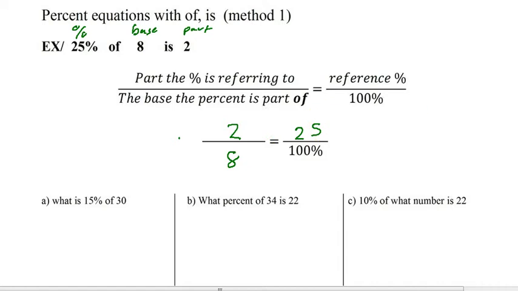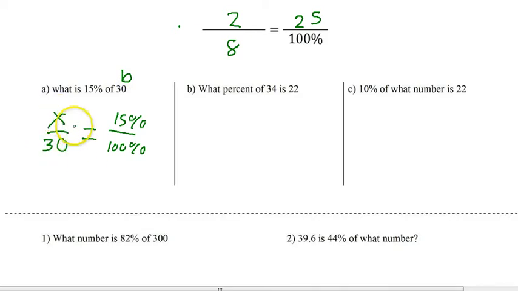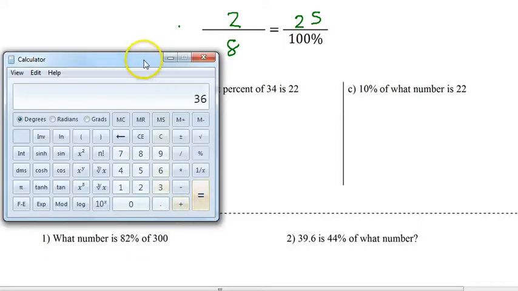Okay, so now we're going to have missing stuff. You want to write the proportion. It says, what is 15% of 30. So 100% goes here. The percent also goes here. And it's 15% of 30. That makes this our base. So it means we're looking for the part. And we cross multiply. So that's 100x equals 15 times 30. And then divide by 100.